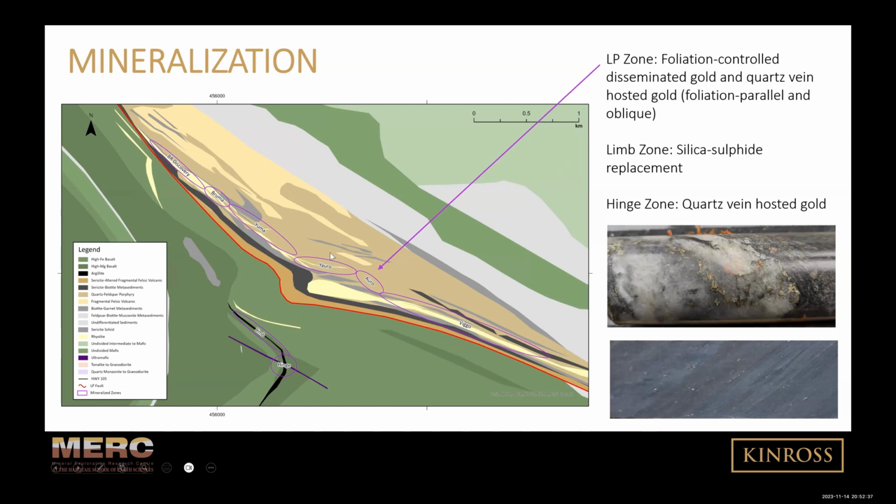Then within the mafic domain, we have this regional fold, and this is where we see sulfide silica replacement within the limb zone. That's exhalative pyrrhotite and silica flooding with gold associated in there. And then finally in the hinge zone, we're seeing these quartz veins that are axial planar to the fold itself, which also hold significant gold. Volumetrically, the majority of the gold is within the LP fault zone.